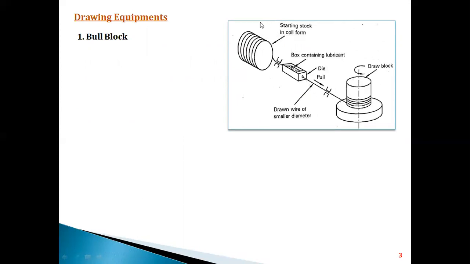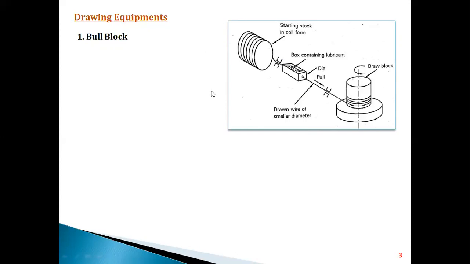You can see here, there is some raw material stock which is in coil form. It is passed through a die. This is the die cavity, and through this the metal is passed, and it is coiled and wrapped in the form of wires or tubes around this coil, that is the draw block. Generally we use this equipment where the operation is continuous and the floor space required is very less. So using this operation, we can reduce the floor space.